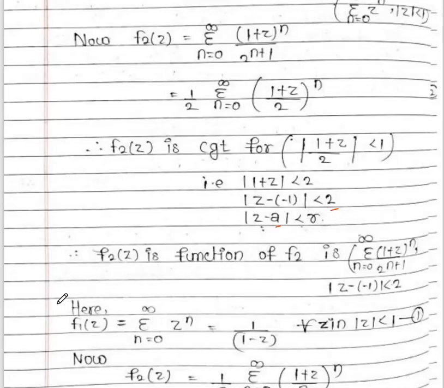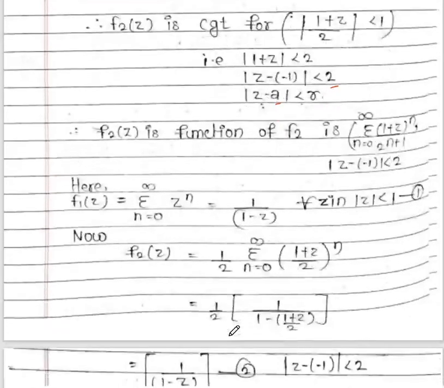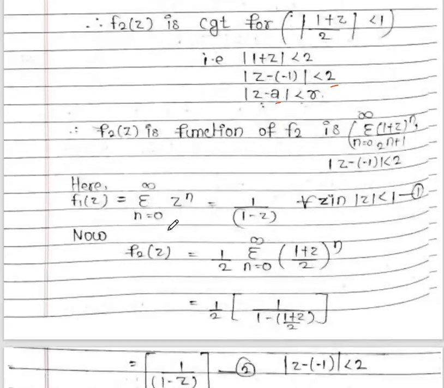Therefore f2 is summation n equals 0 to infinity of (1 plus z) to the power n upon 2 to the power n plus 1 for the circle mod of z minus (minus 1) less than 2. Here f1 of z equals summation n equals 0 to infinity z to the power n, which we can write as 1 upon 1 minus z for every z with mod z less than 1. Let us consider this as equation number 1.